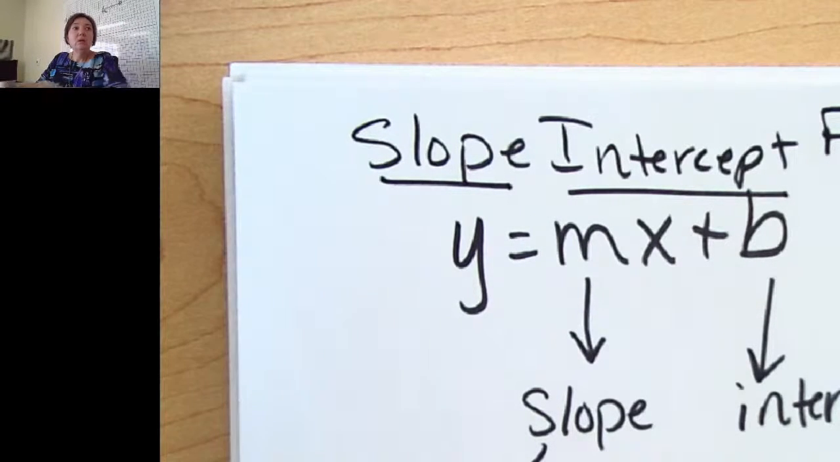Now, I don't know, m stands for some sort of Latin word that has to do with slope, but I don't remember what it is. I looked it up years ago and I don't remember.